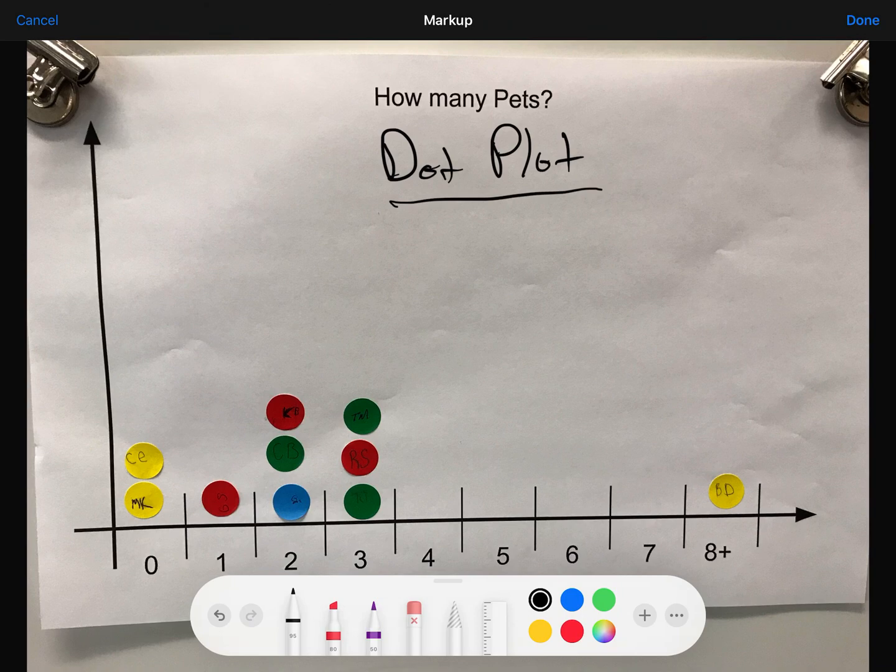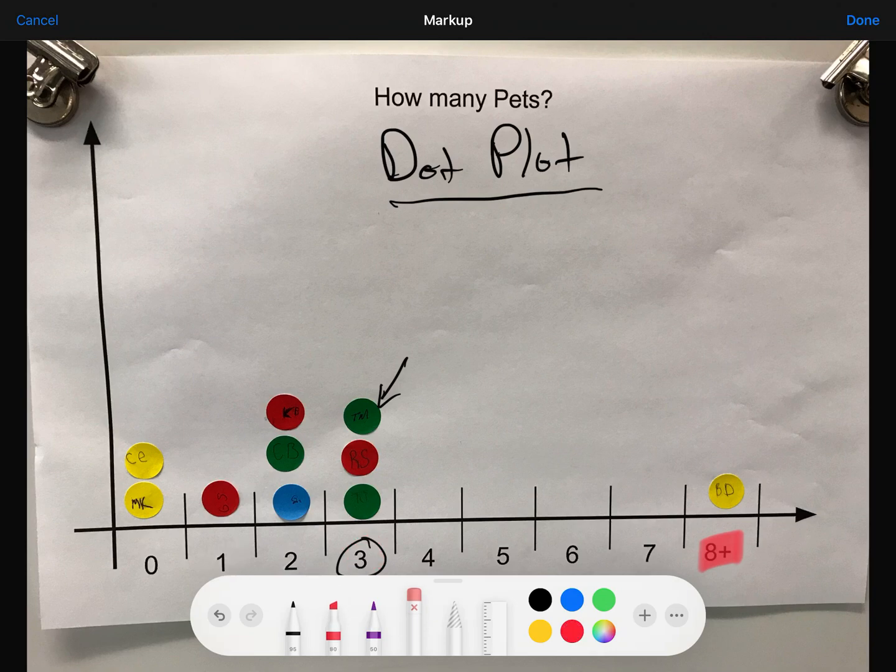Okay, so you would take your dot and you come on up here and you place your dot wherever that happens to be. Maybe you're this person. If you place your dot there, that means that you have 3 pets. If you place it here, that means that you have 1 pet. If you place that here, you had 8 or more pets.